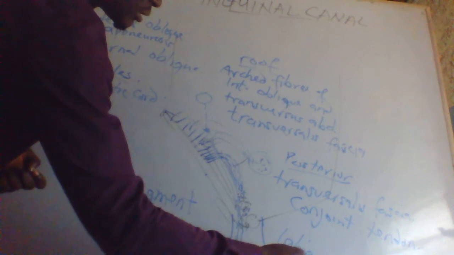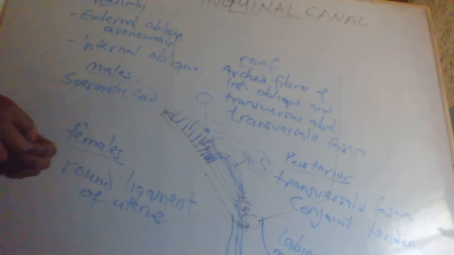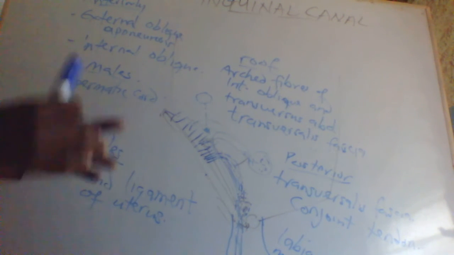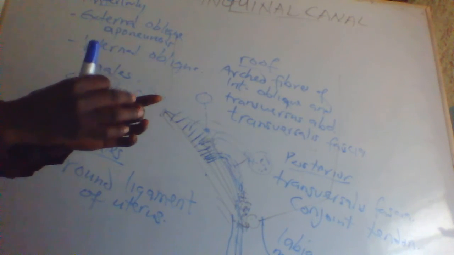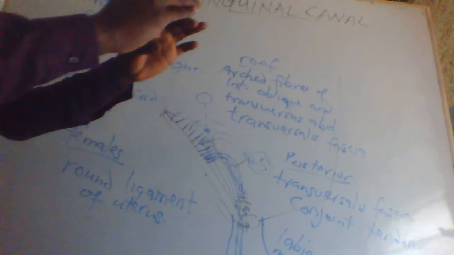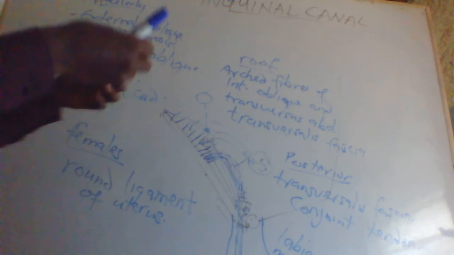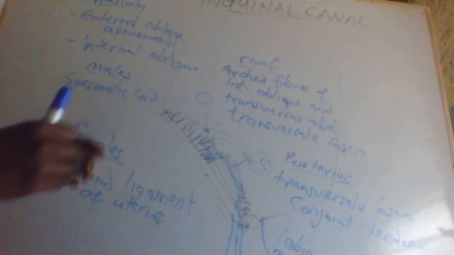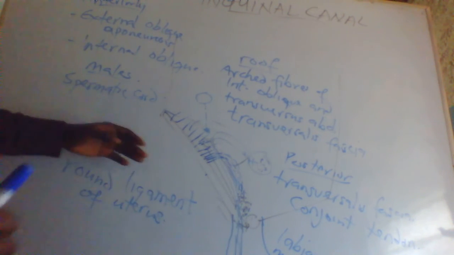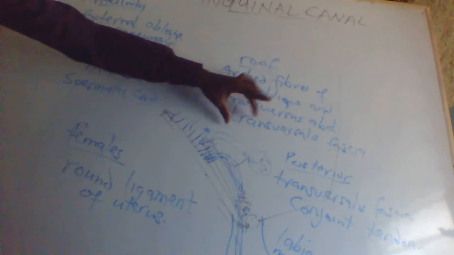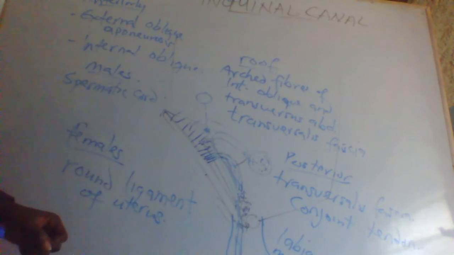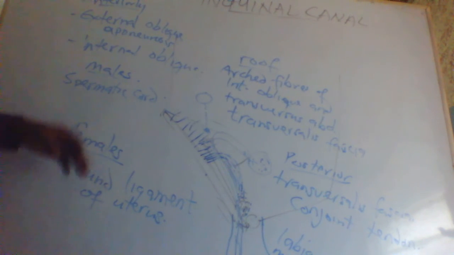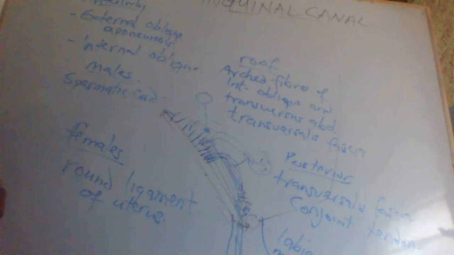The labia majora is the fatty portion of the vulva. So when you take the female external genitalia, we have a fatty portion where hair can even grow. That's the labia majora. So the round ligament from the uterus will pass through the inguinal canal and insert itself in the labia majora. So in males, the spermatic cord passes through it; in females, the round ligament passes through it.